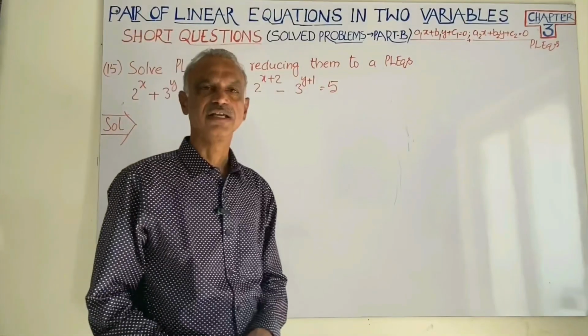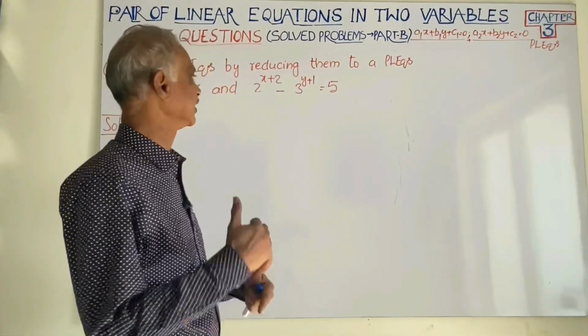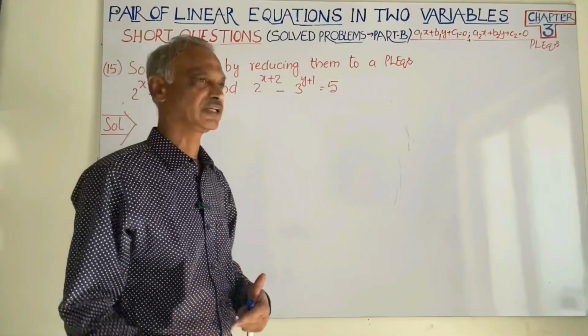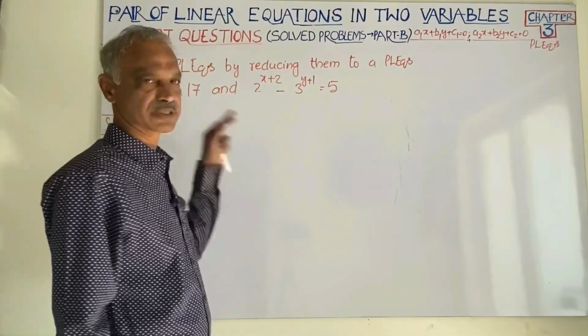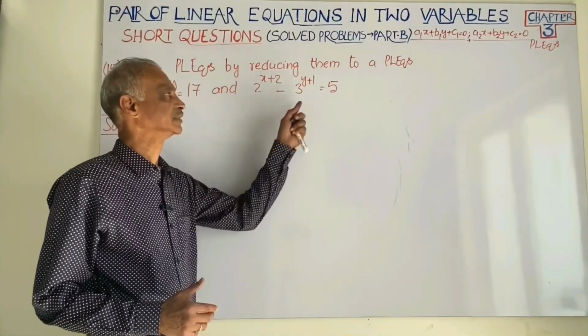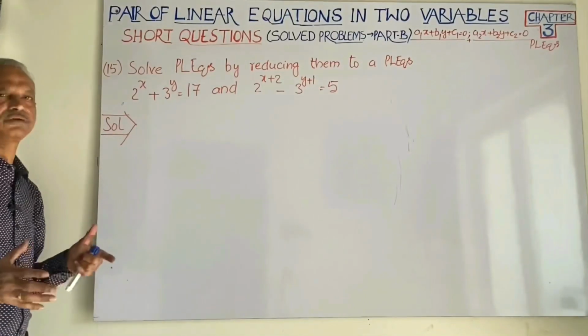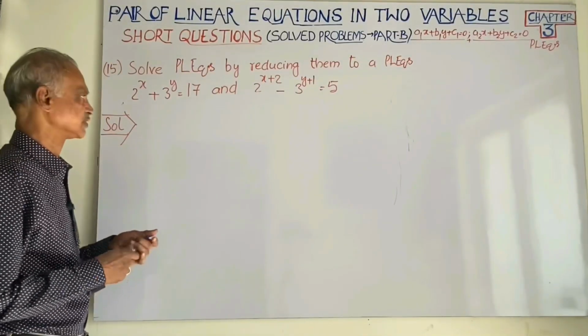Hi students, now the 15th problem. Solve the pair of linear equations by reducing them to another pair of linear equations. 2 to the power of x plus 3 to the power of y is equal to 17. 2 to the power of (x plus 2) minus 3 to the power of (y plus 1) is equal to 5. See, we have to reduce them to another pair of linear equations.